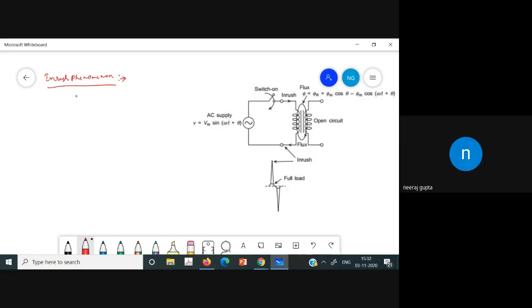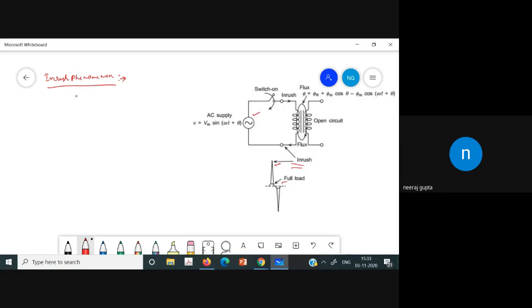So let us suppose that we have the unloaded transformer. This is the unloaded transformer. When we switch it on with an AC supply, it will experience a large inrush of current. This is the current at full load, and this is the current when the unloaded transformer is switched on to an AC supply. Now we will see how this inrush comes about.